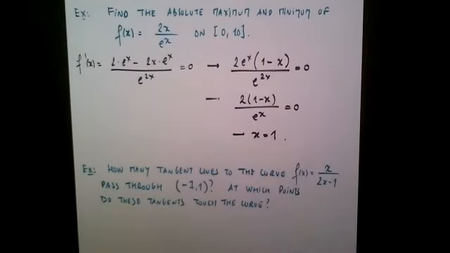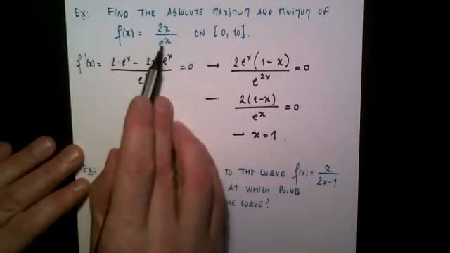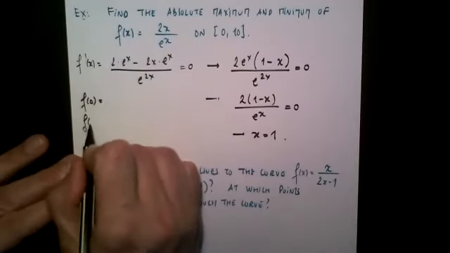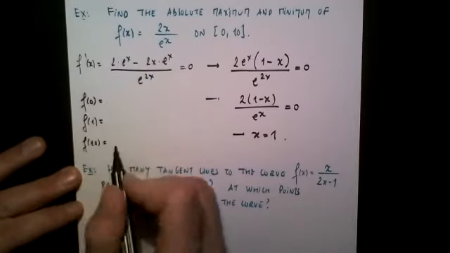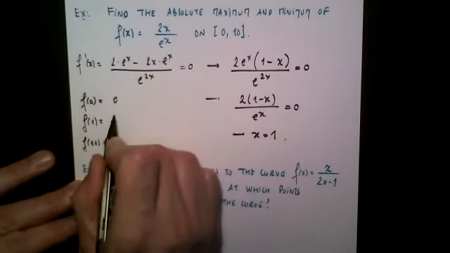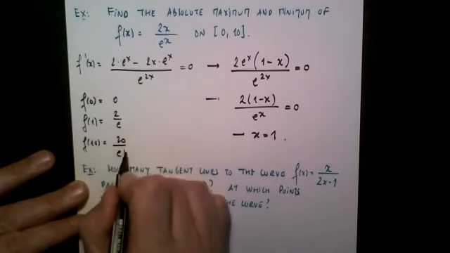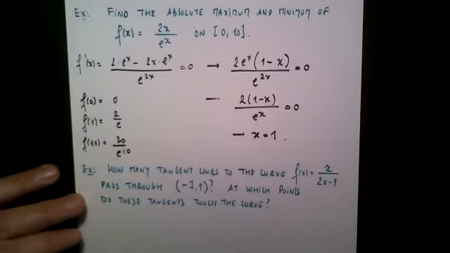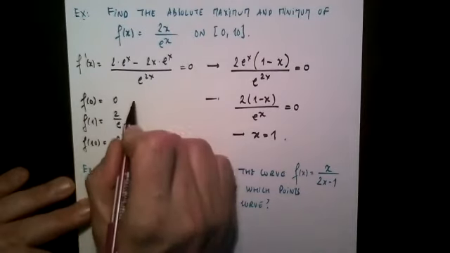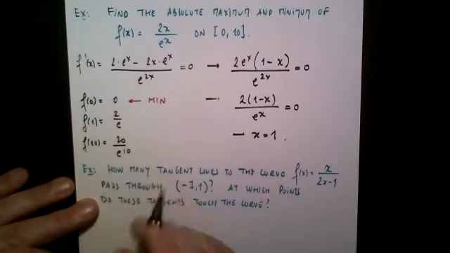So that's my only critical number, x is 1, and I plug in the endpoints 0 and 10 as well. So f of 0, f of 1, f of 10. f of 0 is 0, f of 1 is 2 over e, and f of 10 is 20 over e to the 10. Okay, so definitely this is the minimum. And I'm guessing that this is the maximum.